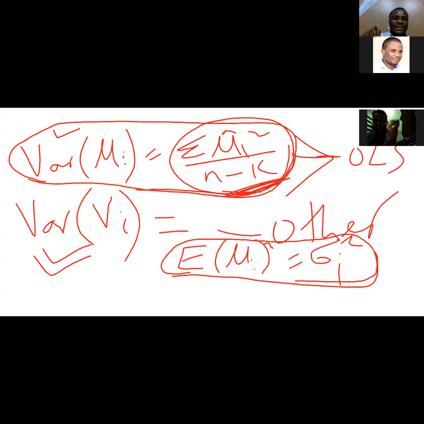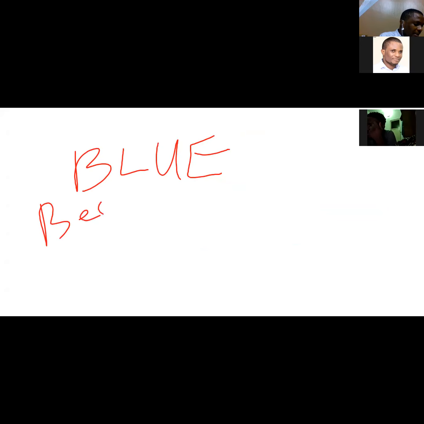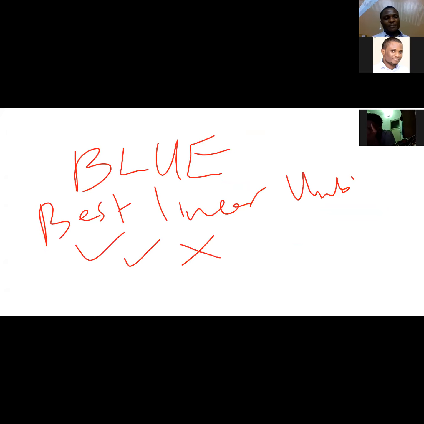You might not understand when we say it will still be linear, it will still be unbiased, it will no longer have the minimum variance. So if it does not have the minimum variance, that means your BLUE property is now violated. That means it will no longer be BLUE. It will no longer be a best linear unbiased estimator. Though it will be linear, it will be unbiased, but it will no longer have the minimum variance property.